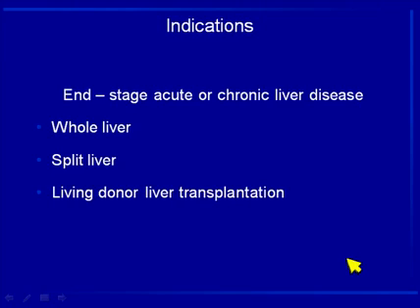In summary, the liver transplant is indicated in patients with end-stage acute or chronic liver disease. There are at least 3 kinds of transplants: the whole liver, split liver, and living donor liver transplantations for adults and children.